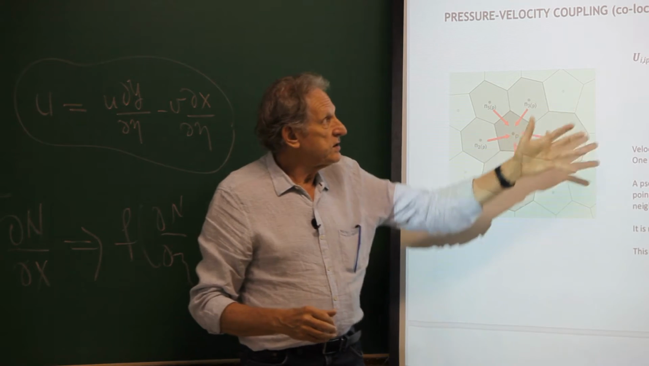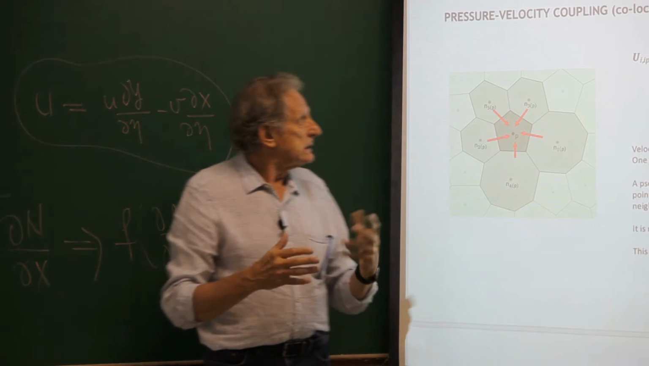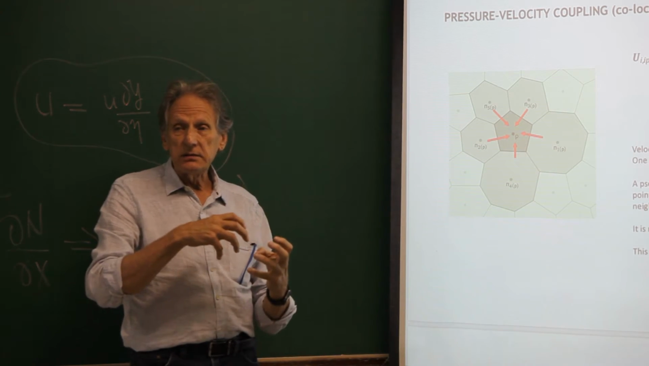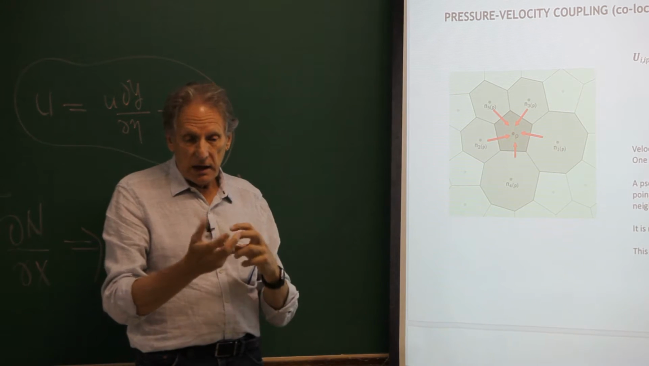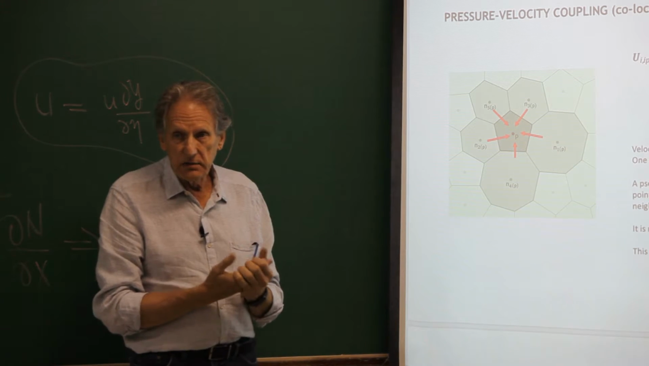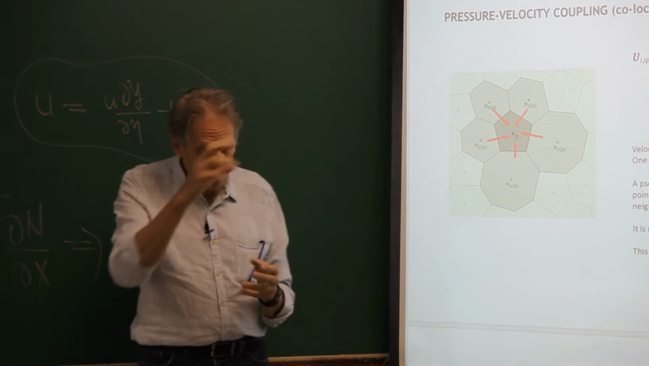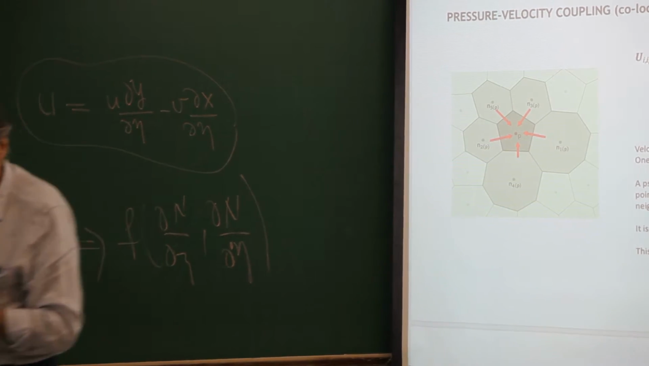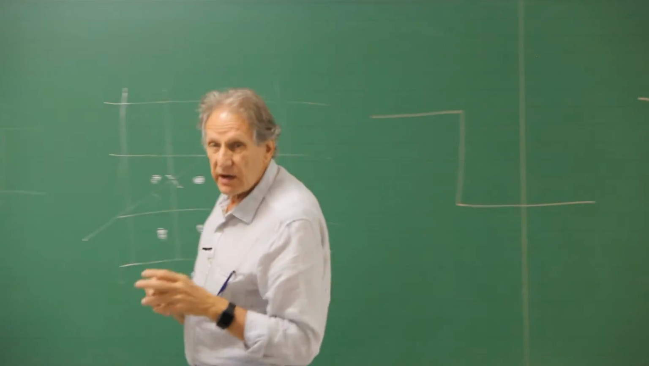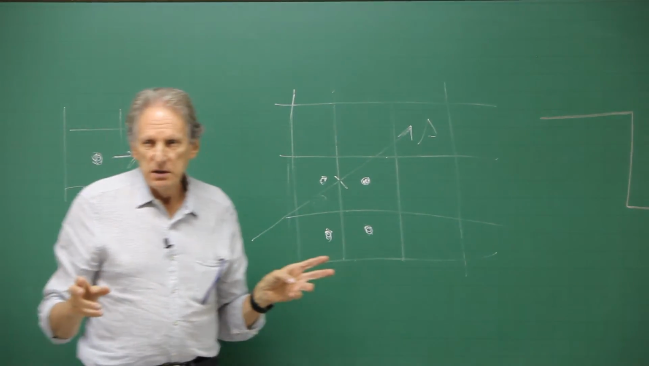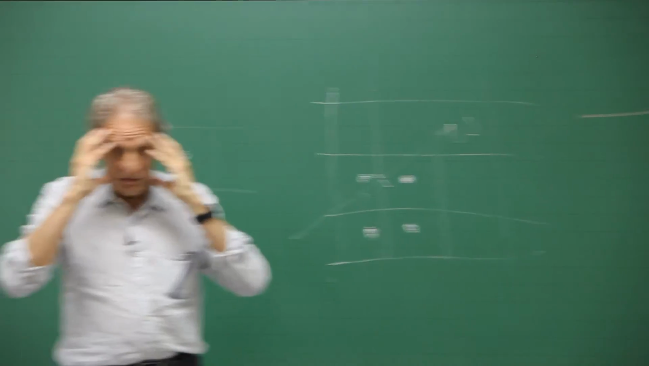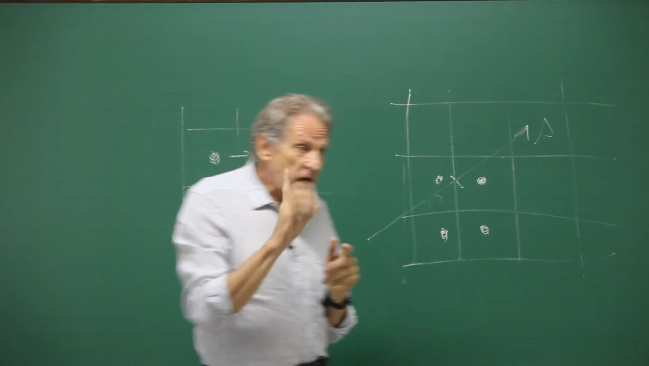And this is, let's say, the coupling between velocity and pressure, which uses this kind of algorithm. There are several types of algorithms. It uses this idea. What's not recommended?